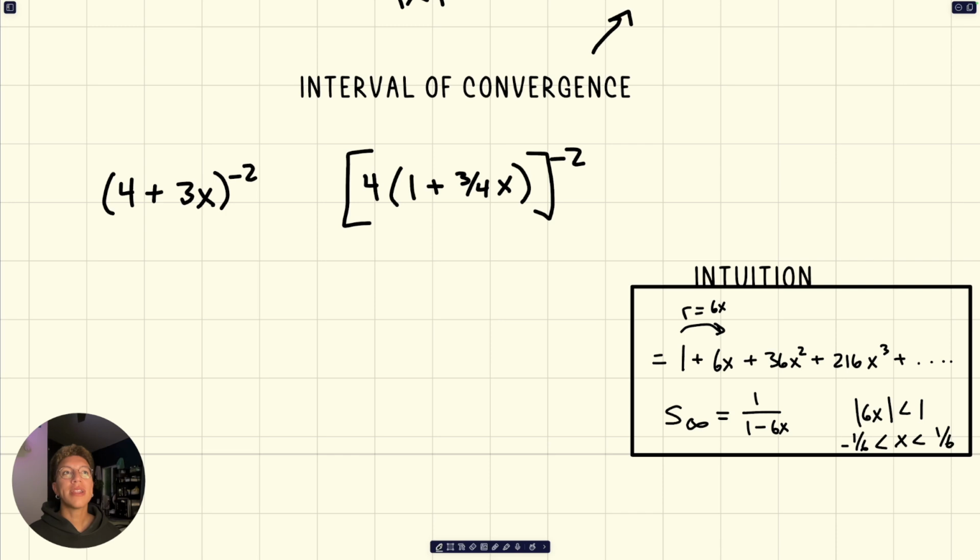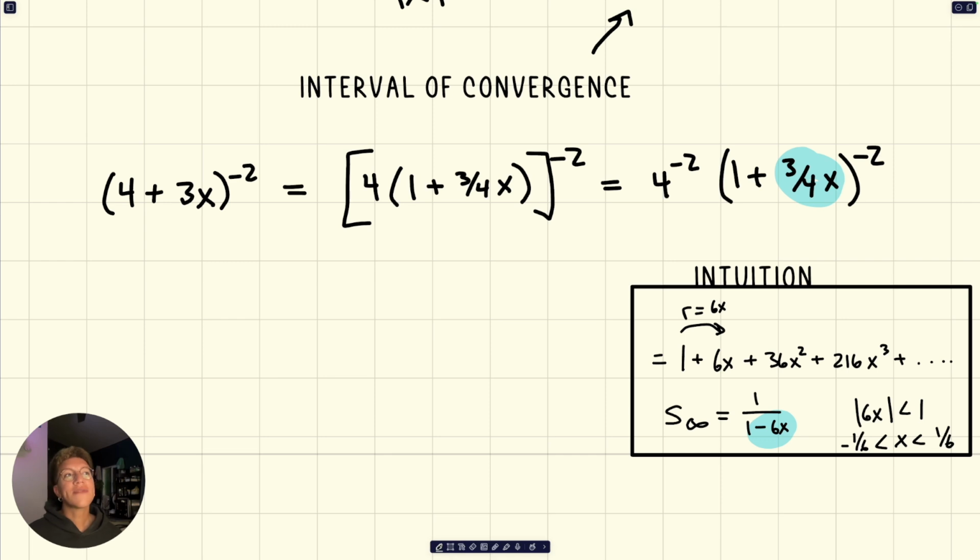And then that 4, now that it's factored out front, we can take it one step further and move our 4 outside of the whole expression. So you can say 4 to the negative 2 using our exponent properties, and inside we have 1 plus 3 over 4 x, to the negative 2. And so we can see here that this is going to help us determine our interval of convergence. Just like with our small example down here, where the 6x was our common ratio, this right here is going to determine our common ratio and what our interval of convergence will be.